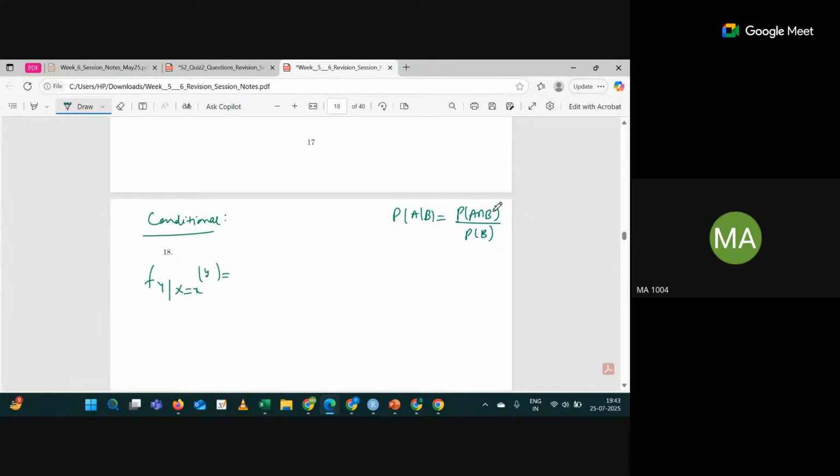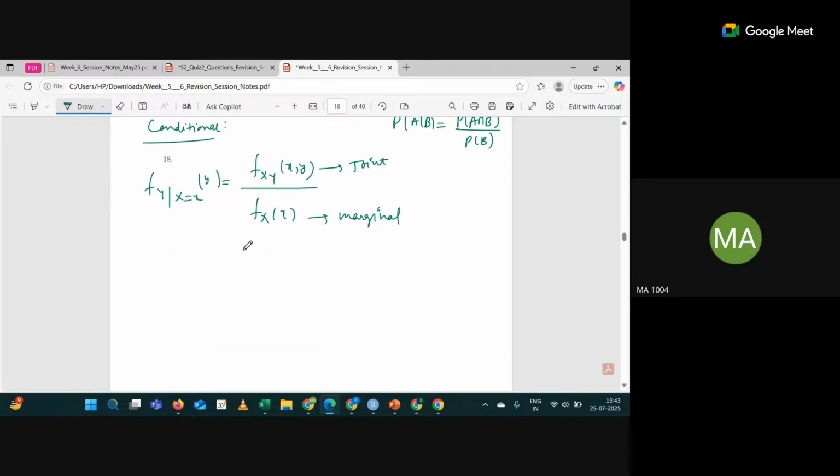What is the numerator part? This is the joint density, right? So, what else can I write? This I can write as f of x, y divided by f of x of x. So this is the joint density and this is the marginal. So if you have been given the joint density and marginal, you can calculate the conditional probability. You can do it in reverse order also.